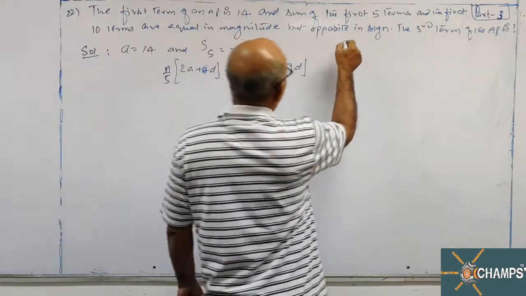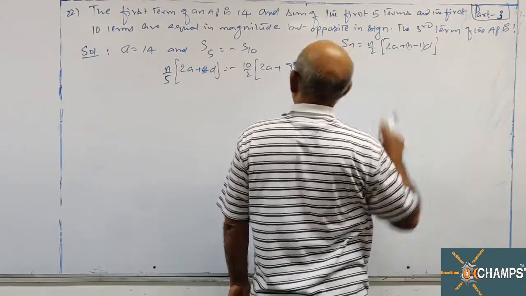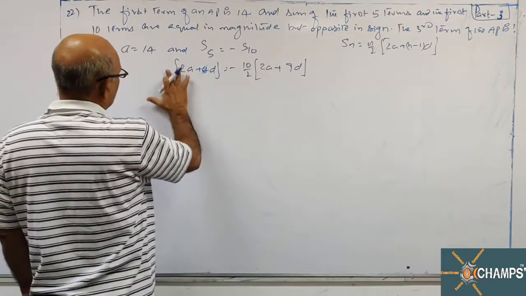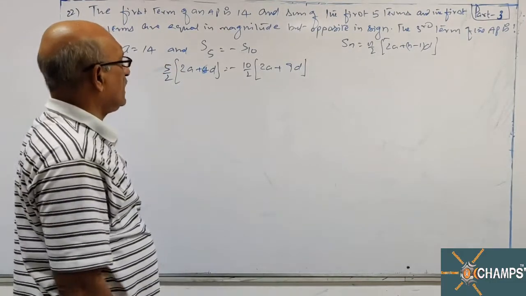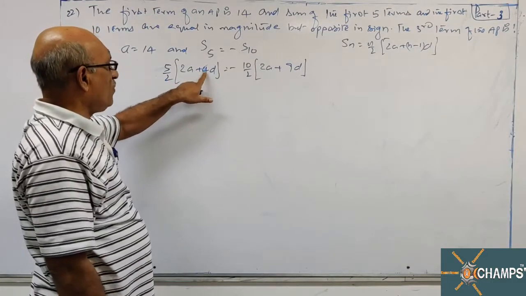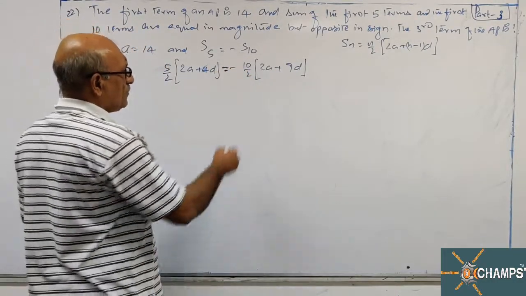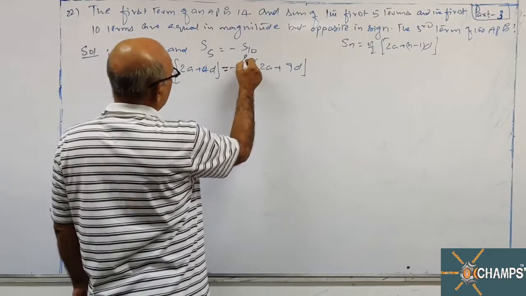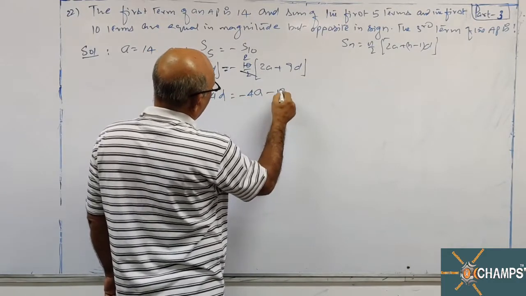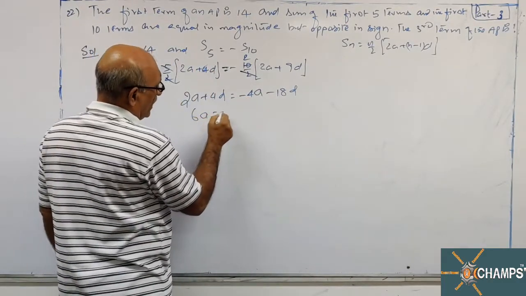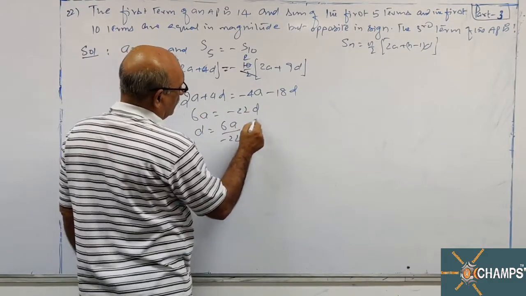In the Sn formula, I just replace n with 5 on one side and n with 10 on the other side. 5 by 2 into (2a plus 4d) is equal to minus 10 by 2 into (2a plus 9d). 2 cancel, 5 will go 2 times. 2a plus 4d is equal to minus 4a minus 18d. 6a is equal to minus 22d. D is equal to 6a by minus 22.